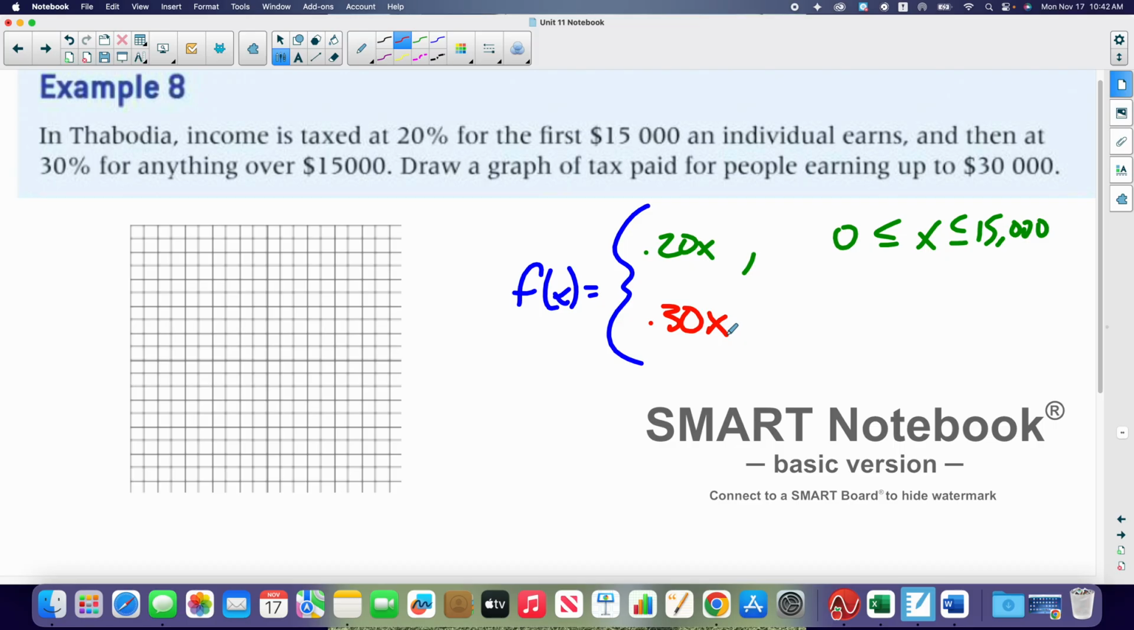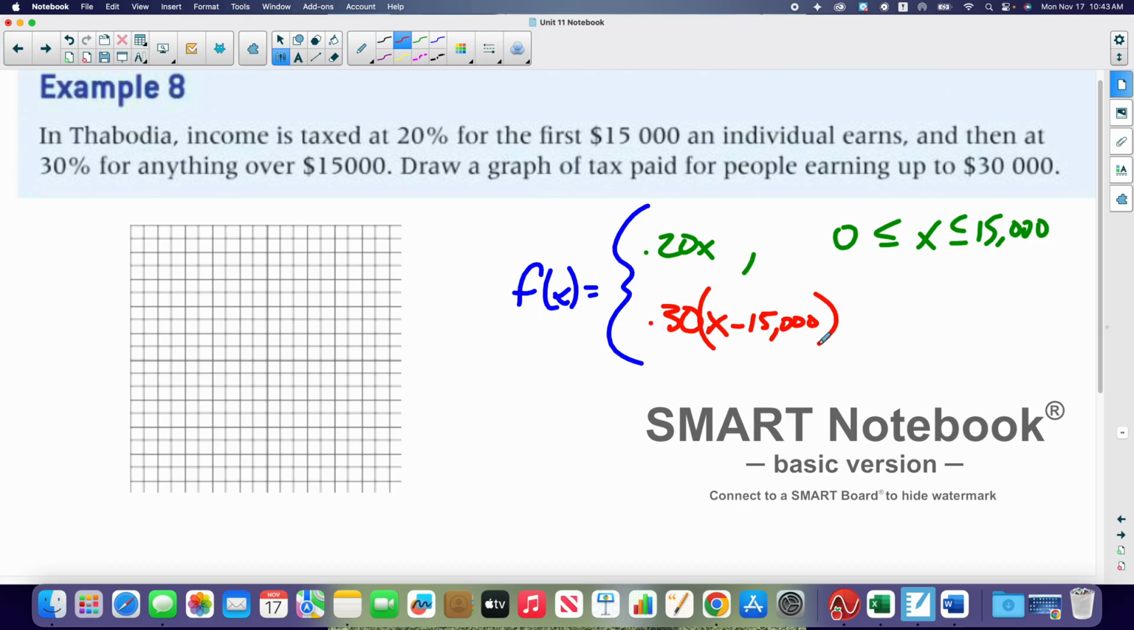Yes, you get charged that 20% for the first 15,000, and then that extra dollar I made got charged at 30. Not everything got charged at 30. It's just a dollar. So on this, I'm going to charge 30%, and I'm going to say x minus 15,000, because whatever I made, I'm going to subtract 15,000, because that got charged at the first tax rate.